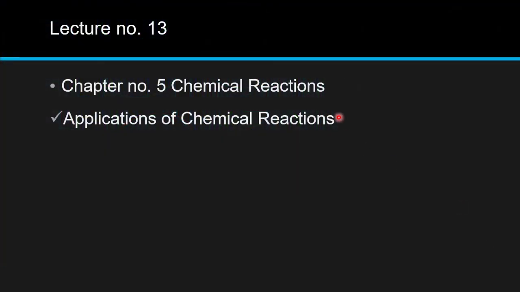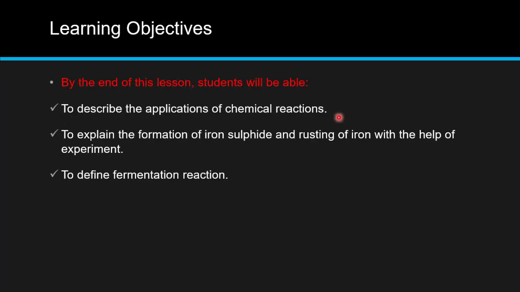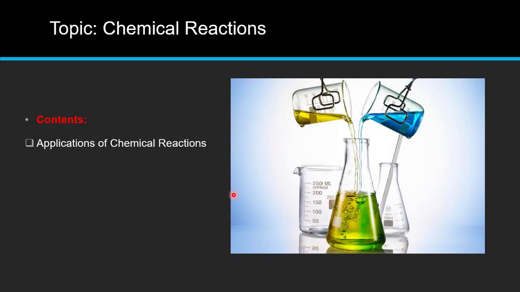This is your lecture number 13 from chapter number 5, Chemical Reactions. By the end of today's lesson, you all will be able to describe the applications of chemical reactions. You will be able to explain the formation of iron sulfide and rusting of iron with the help of experiment. And you will also be able to define fermentation reaction. So let's start our topic, that is chemical reactions, and the main contents that we are going to discuss today are applications of chemical reactions.